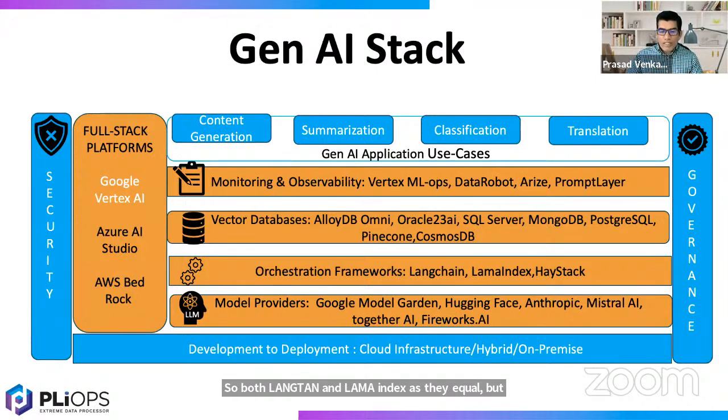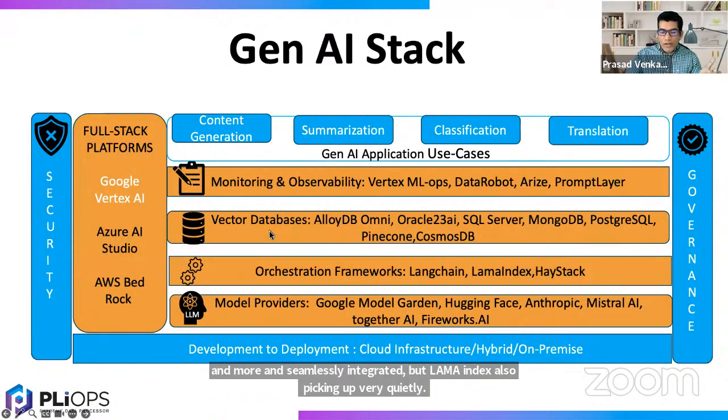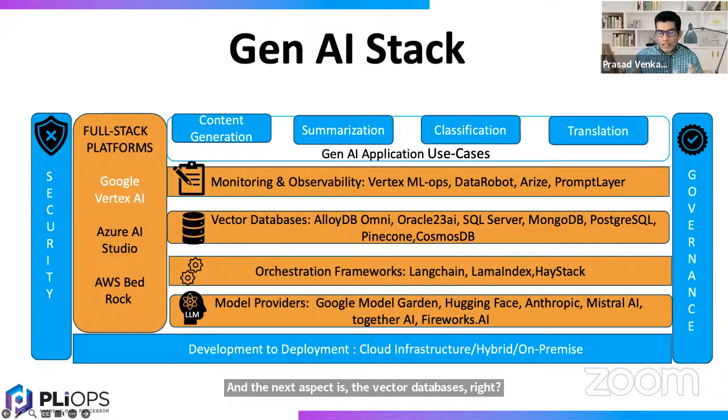And the next aspect is vector databases. This is another core part, where a lot of applications are already built using traditional databases. Now you're converting those applications into Gen AI enabled applications, and that is where the vector database comes into the picture. We will delve into much more detail on what a vector database is a little later.